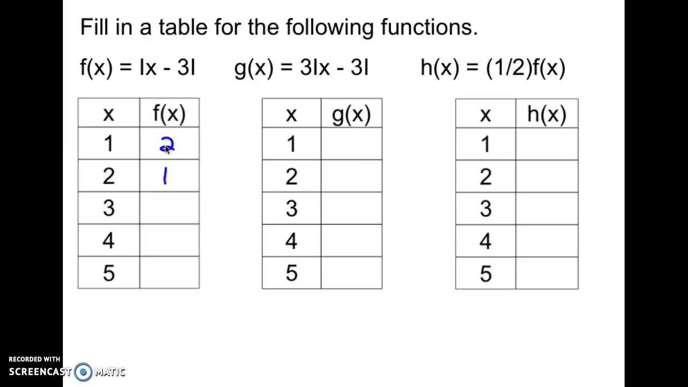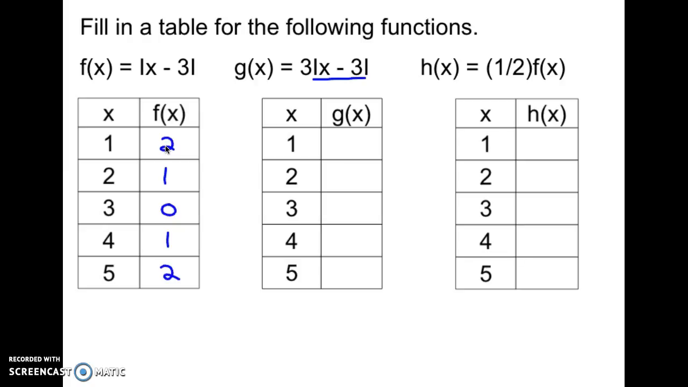When you fill in 3, okay, you end up getting 0. The absolute value of that is 0. When you fill in 4, 4 minus 3 is 1. The absolute value of that is 1. When you fill in 5, 5 minus 3 is 2, and the absolute value of that is 2. So look at here. This is still the same. Okay, this is still the same in f of x.